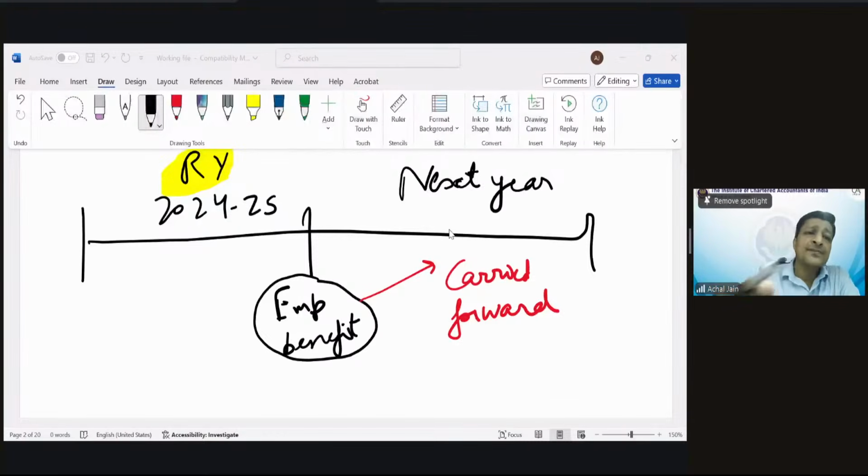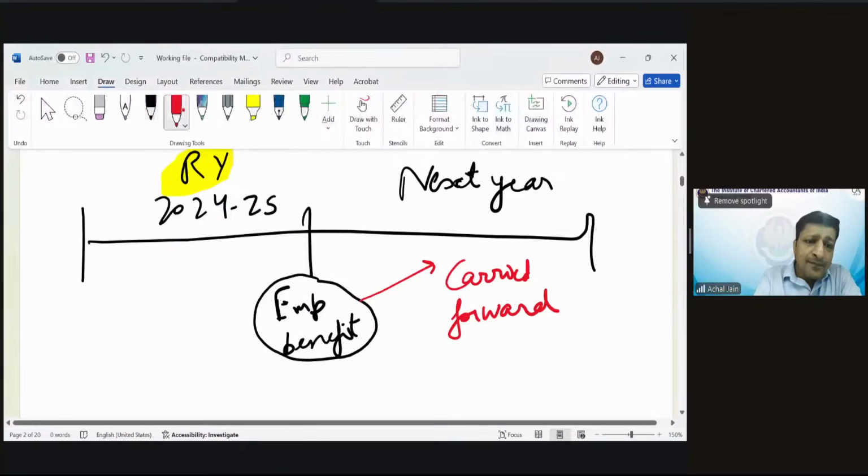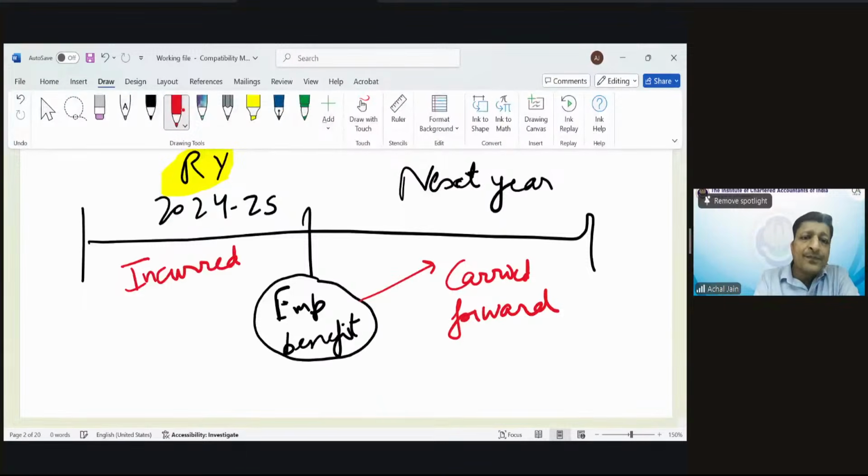Of course, yes. See, in this case, this expense is incurred in which year? 24-25. Why? Because the employee has rendered services against which the employee has earned an employee benefit. So it's a cost to the company. The employee has not availed this, but the employee has earned this or not? The moment you say the employee has earned, what does it mean? The company has incurred this cost.